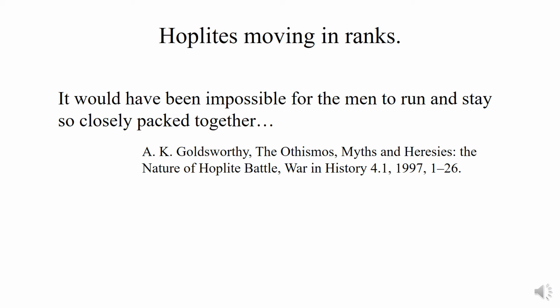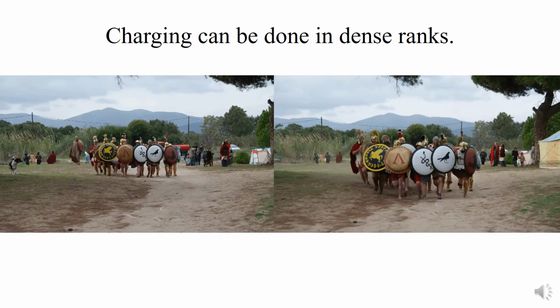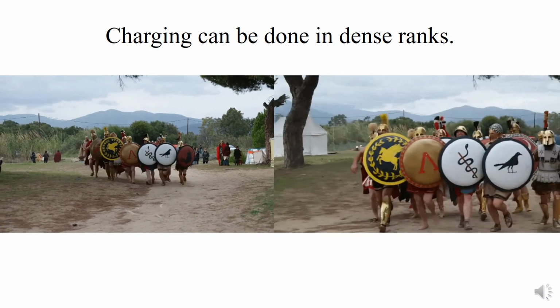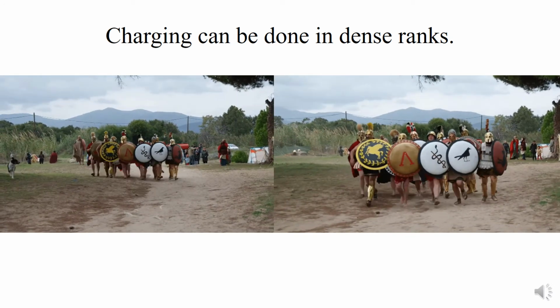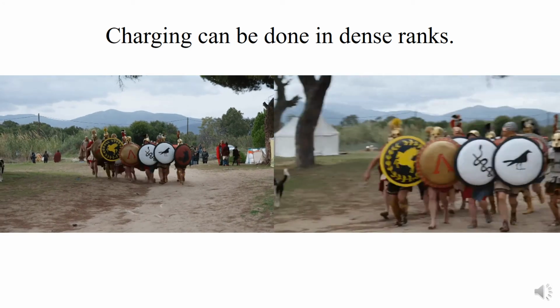So, for instance, Adrian Goldsworthy had said that it would have been impossible for men to run and stay so closely packed together. The "so closely" is referring to hoplites who were packed together so that their shields overlapped in what would look like a shield wall or a battle line. So we could test this, and we did. And hoplites can indeed run at a fairly brisk pace with their shields overlapped and not foul each other.